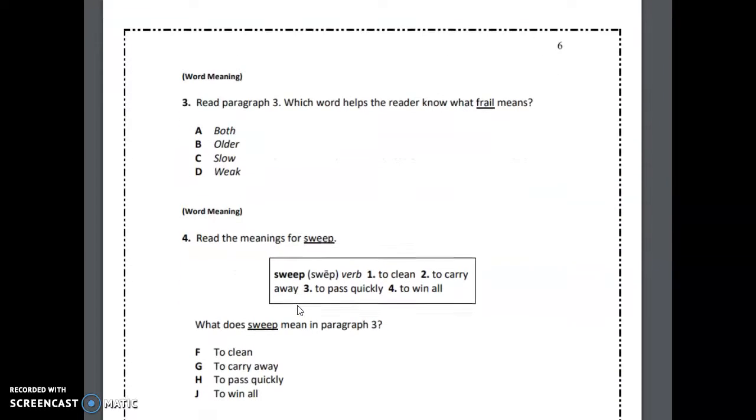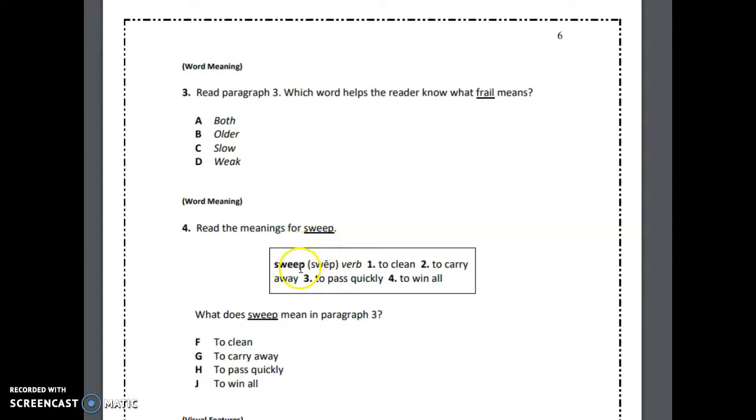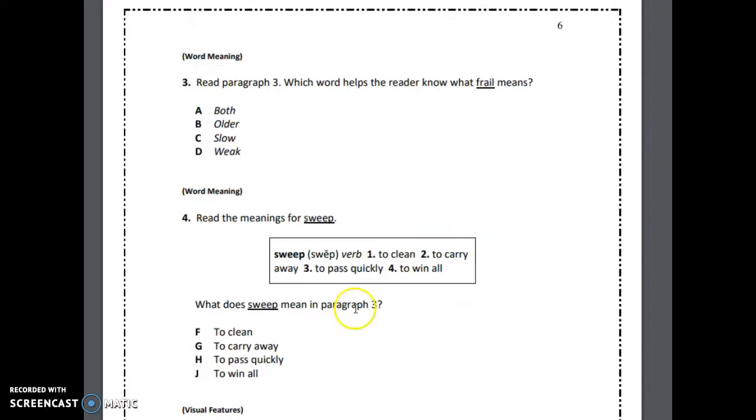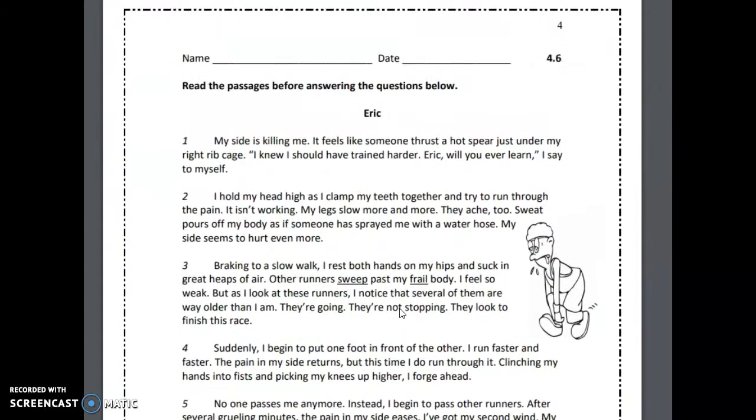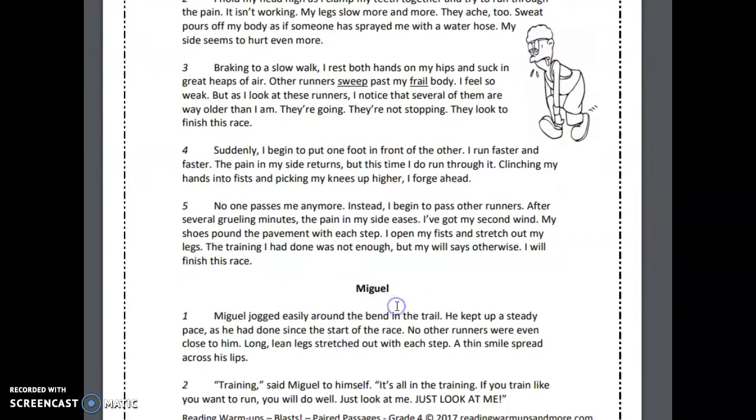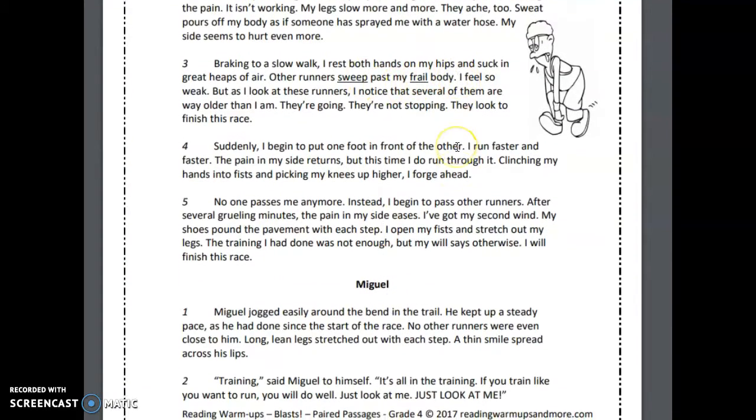Number four, read the meanings for sweep. One, to clean. Two, to carry away. Three, to pass quickly. Or four, to win all. What does sweep mean in paragraph three? So again, that sentence is, other runners sweep past my frail body.